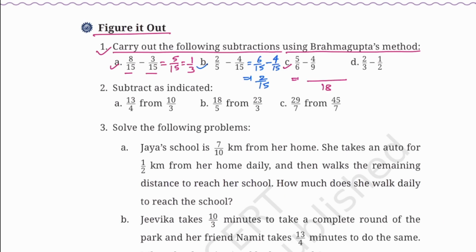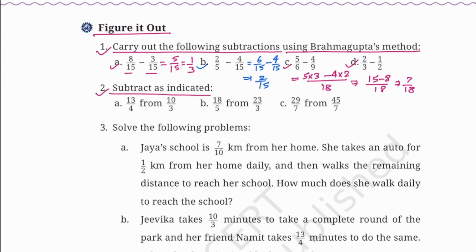Make the denominator same. That is 18. 5 can be multiplied to 3 and 4 can be multiplied to 2. 15 minus 8. The answer is 7 upon 18. Similarly, you can try D.